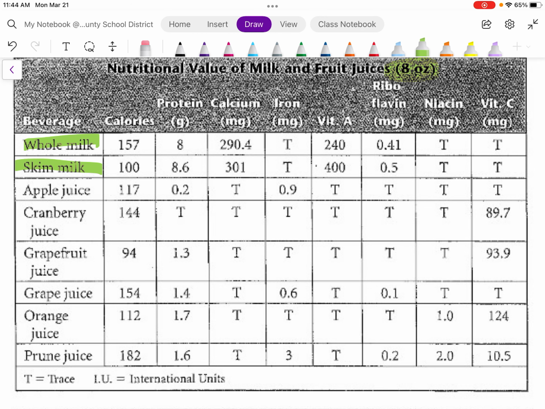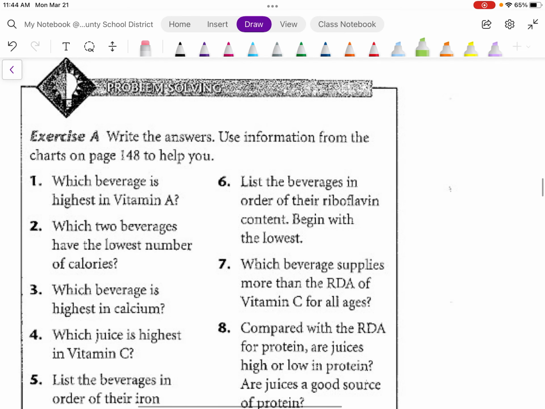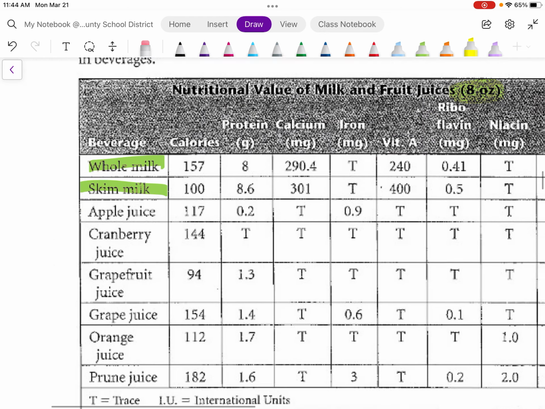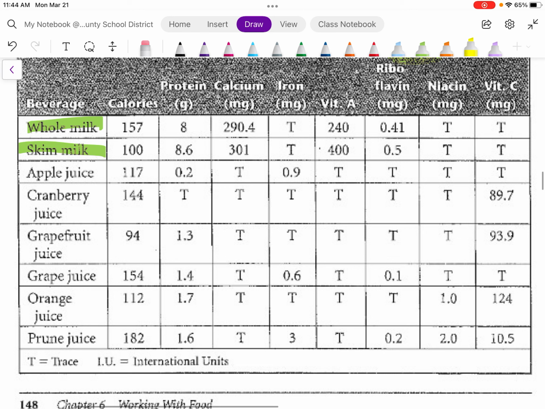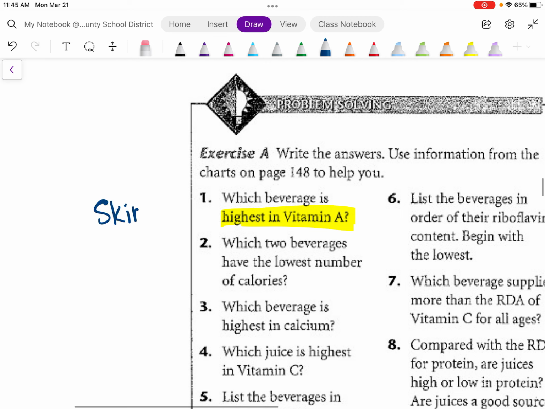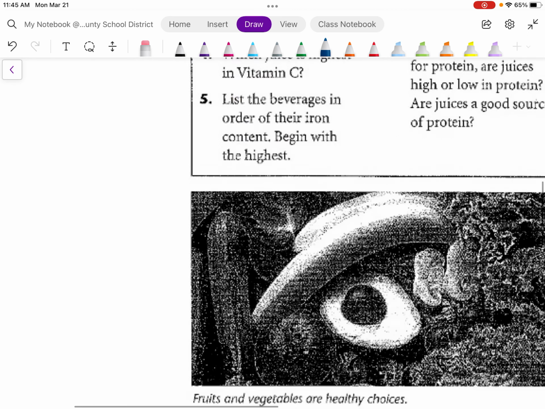So what you are going to do with these two tables is use them for the next 2 pages. You're going to complete these exercises using those tables. So for example, which beverage is highest in vitamin A? So I would go back to the table, look at all the beverages, figure out where vitamin A is. So vitamin A is right here, and look for the highest number. The highest number is right there. So my answer would be skim milk. Okay? So you are going to use the tables to solve the rest of these problems on page 149. And we are also going to complete page 150. So let's go to the next one.